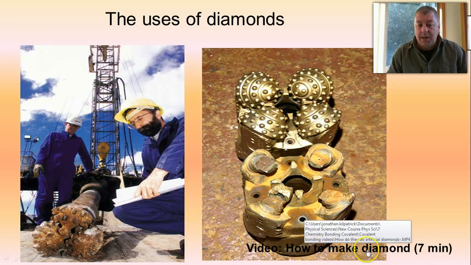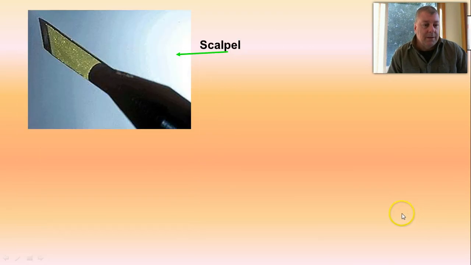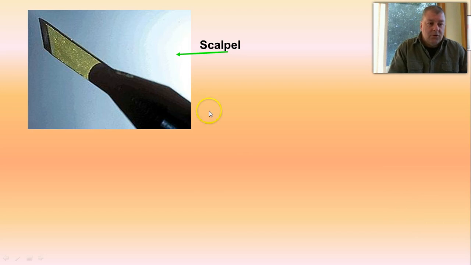So you can make diamonds, and there's a little video on YouTube, but most diamonds are actually mined, but some people are making diamonds in the laboratory, and so you can watch that video to find out how they do that. And some of those human-made diamonds are used for industrial uses. For example, here's a scalpel that is impregnated with diamonds to make it quite hard, but it can also be very sharp as well.